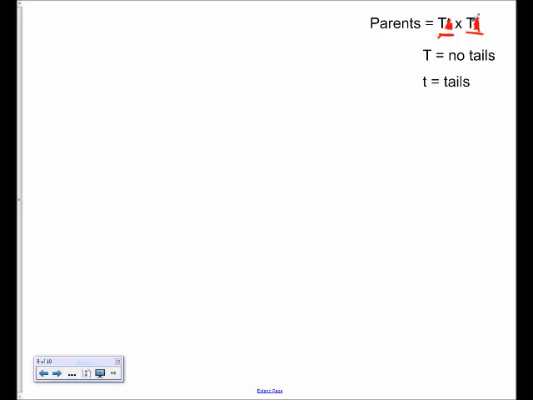The big T is dominant. Capital letters are always dominant in these examples, which by the way are called simple dominants. In these examples, the capital T is dominant, and so this parent also has no tails. So both parents have no tails.